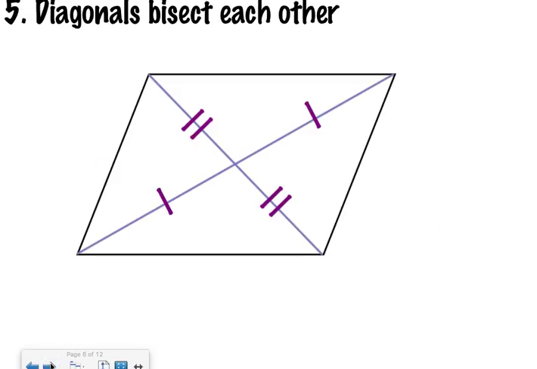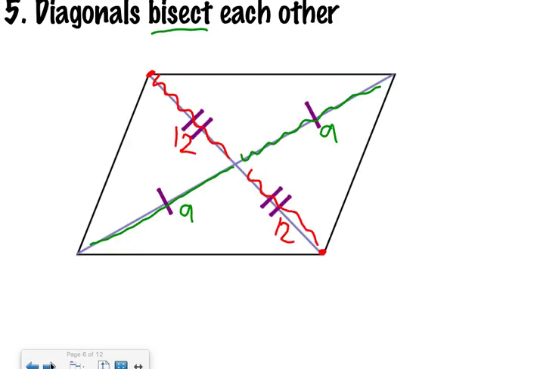Our fifth property is that your diagonals bisect each other. Diagonals go from opposite corners, like here and here, and then they're connected. And then they cut each other in half. Remember, that's what bisect means. So let's say, for instance, this guy right here is 9, and this guy right here is also 9. Similarly, this guy, let's pretend, is 12, and this half over here is 12. Notice that your diagonals themselves, this diagonal here and the other diagonal, don't have to be congruent. They just bisect each other.